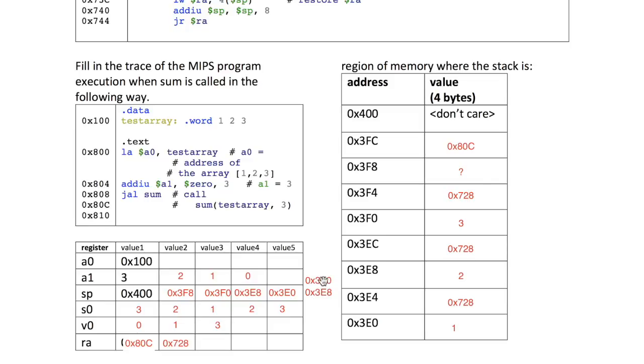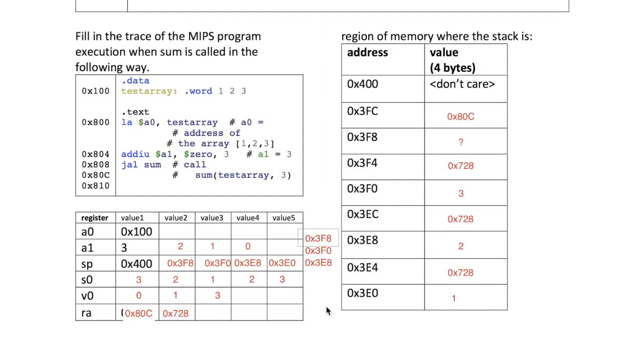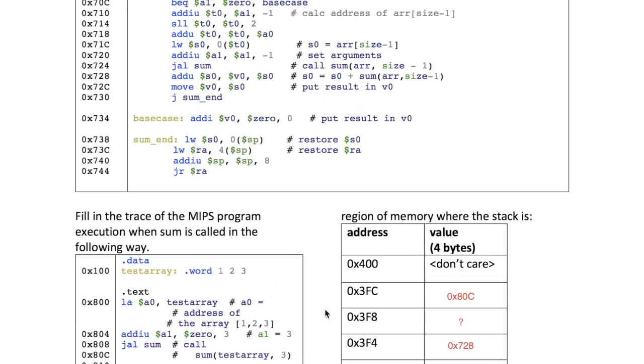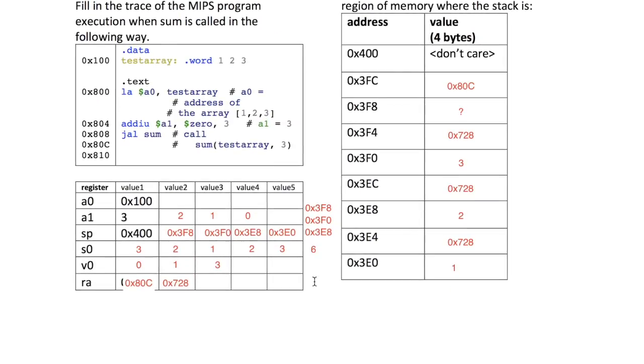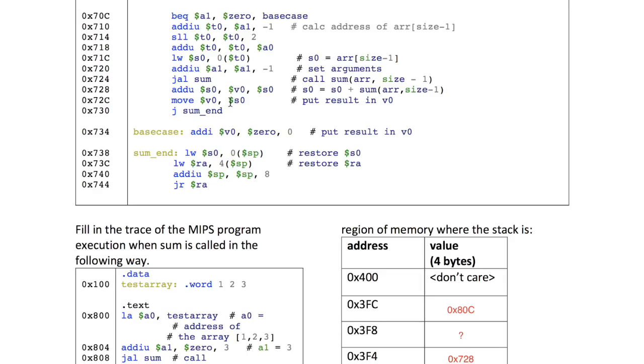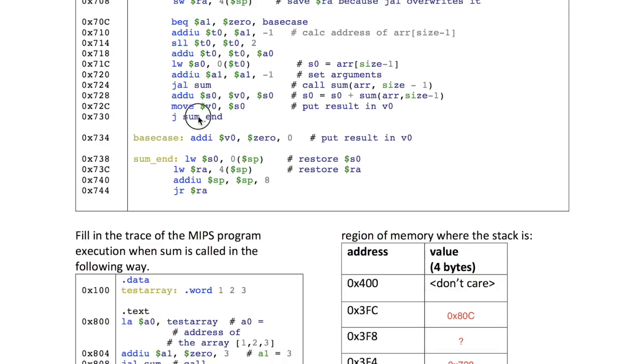So right now the stack pointer is F0. So we're taking what's there and putting it in S0. We're taking what's in the plus 4 offset and putting it in RA. RA's value, 728. We need to add 8 to the stack pointer. And then we'll jump to 728. We will add S0 to V0, and we'll move that value into V0 and jump to some end.